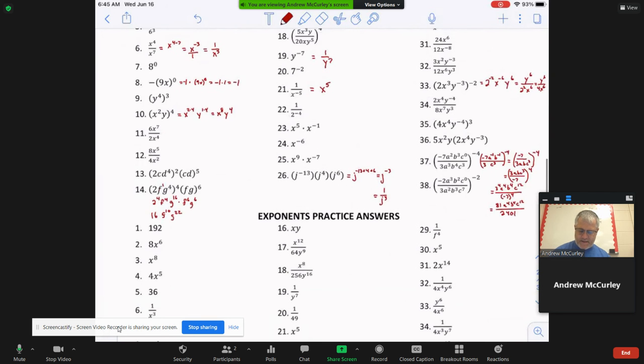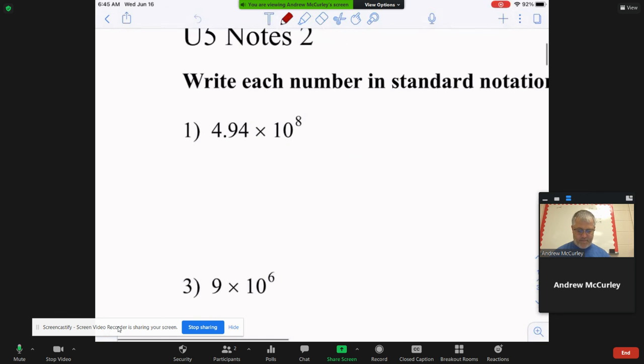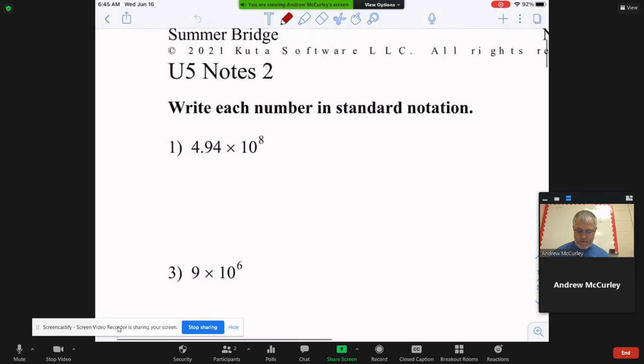Let's go to the second notes, and we're going to talk about scientific notation. You've probably seen this, but let's just do it anyway. So write a number in standard form. It's in scientific notation. That 8 there means I'm dealing with 8 decimal places, so I've got to count over. So I'm going to go with my 4.94. I'm going to go 1, 2. I need 3, 4, 5, 6, 7, 8 decimal places. So it looks like that's going to be 494 million.